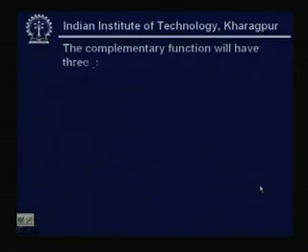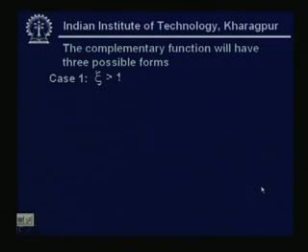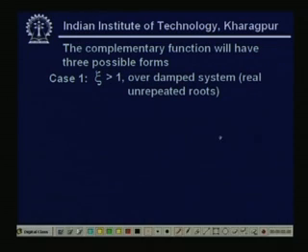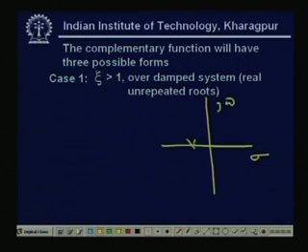The complementary function will have three possible forms. Case 1, when xi is greater than 1, it is an overdamped system with real unrepeated roots. If you look at the sigma j omega plane, it will look like this. So the roots will be real, unrepeated roots. Fine.